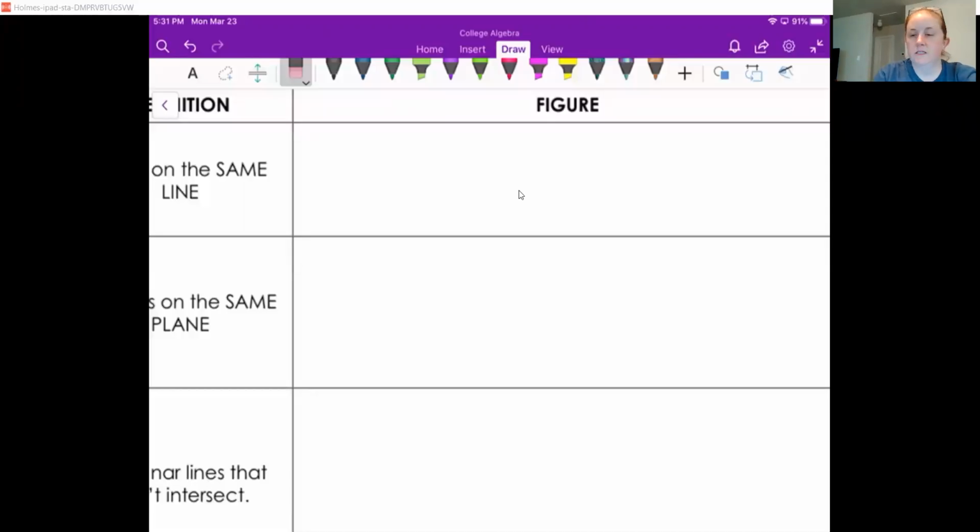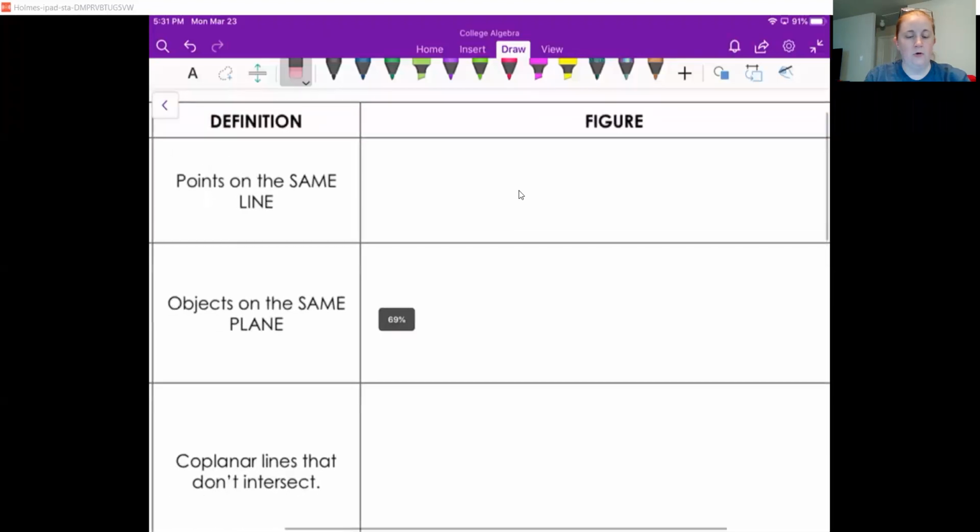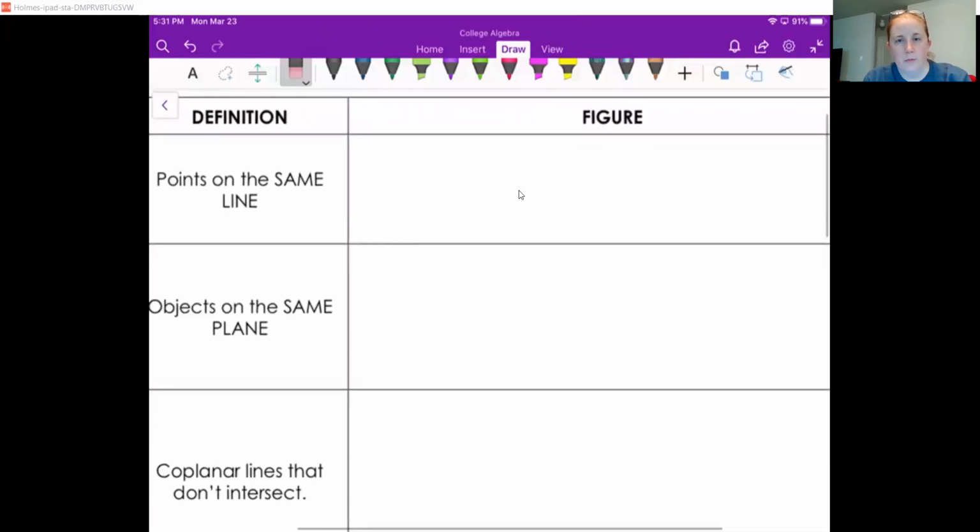All right, hi guys. This is part 2 of your basic terms. I just wanted to take a second, and I know it seems like a lot with these notes today, but it's faster for me to upload it if I do it in small pieces, okay?